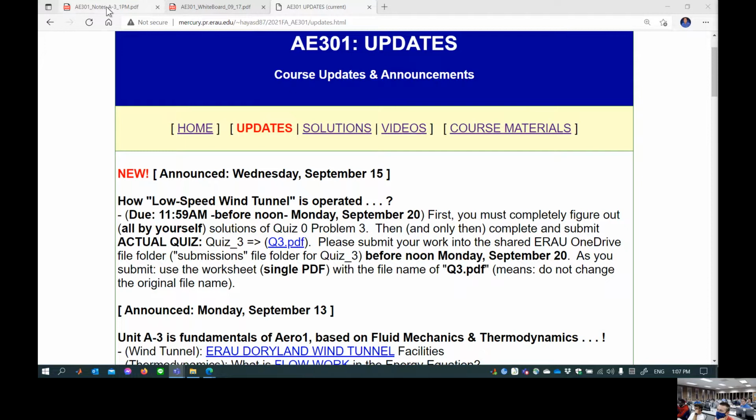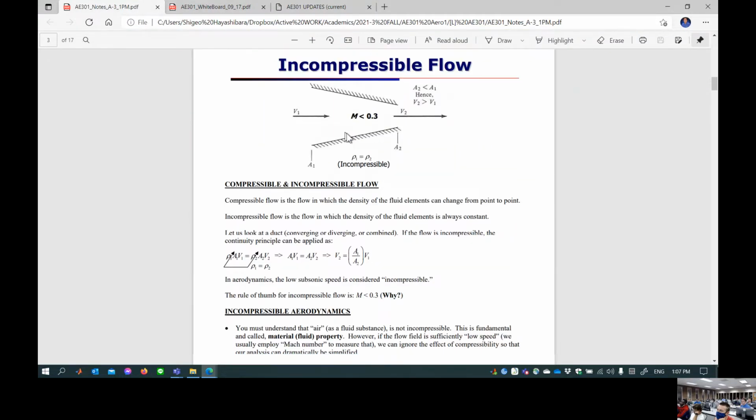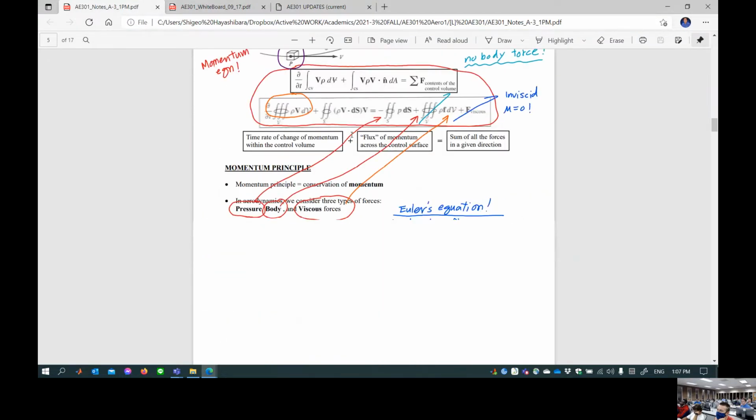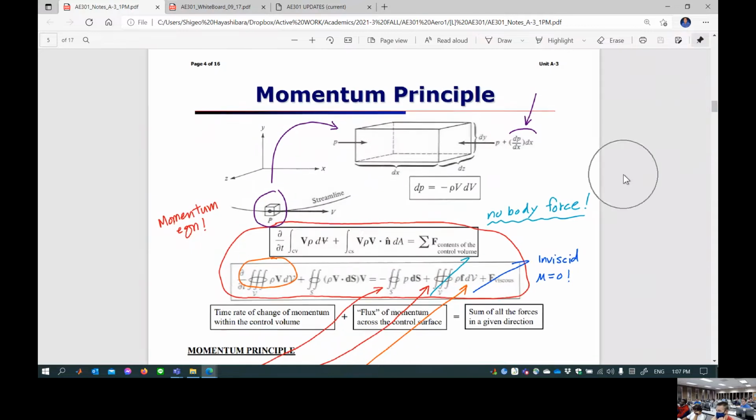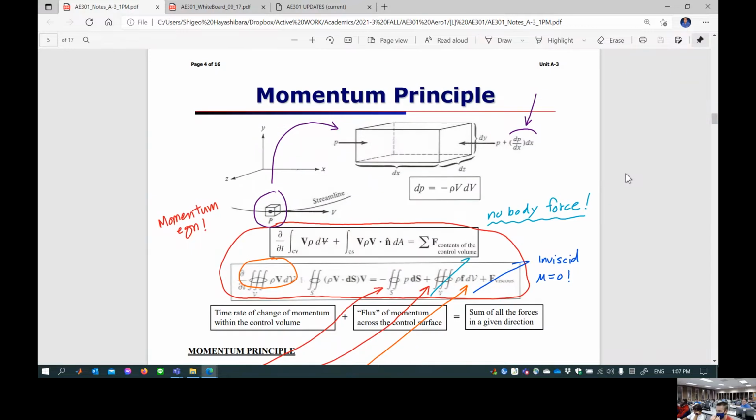Okay, so where did I stop in last class? The momentum principle, right? So what did I do in last class? Somebody please tell me. You don't have to raise your hand. We were talking about a converging duct and using the momentum principle to determine whether or not we could actually use the A1 V1 equals A2 V2 equation. So you got one equation at the end of last class. What is it? Euler's equation. So that's what we got.